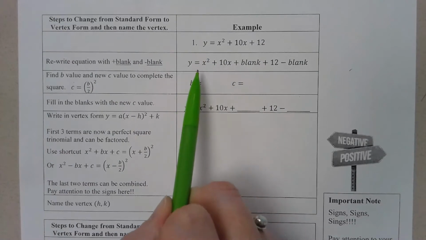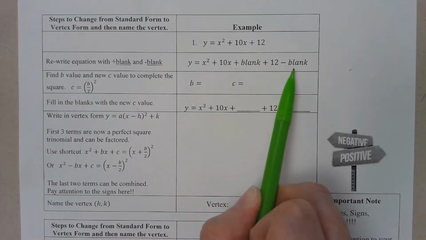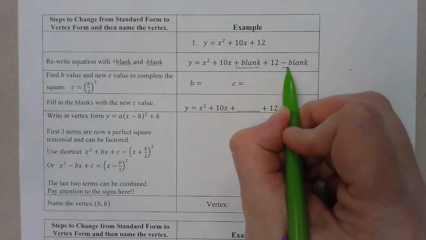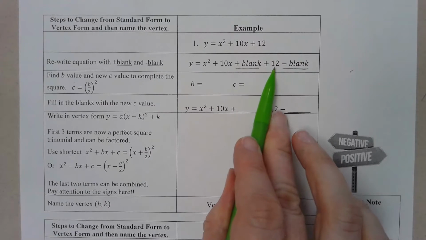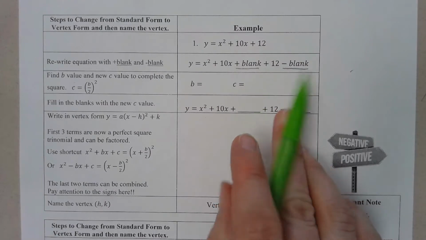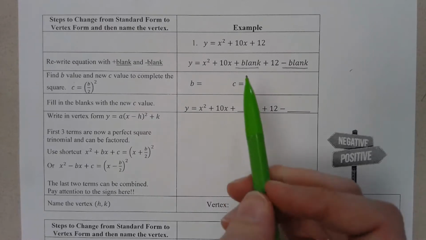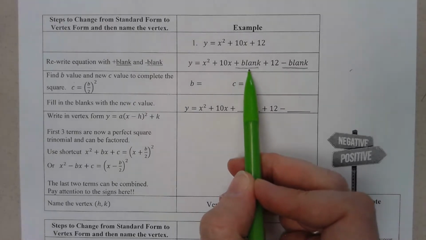So you'll start by setting it up with a plus a blank and a minus a blank. So just rewriting your problem, plus a blank, minus a blank, moving the given C value kind of out of the way so we can come up with our own C value that makes this a perfect square trinomial.